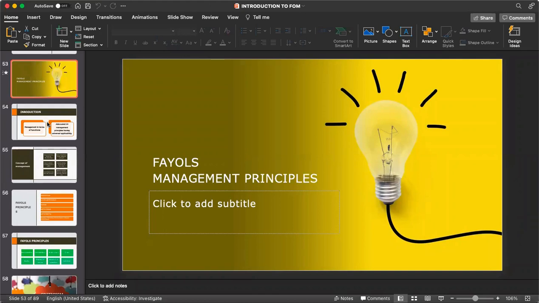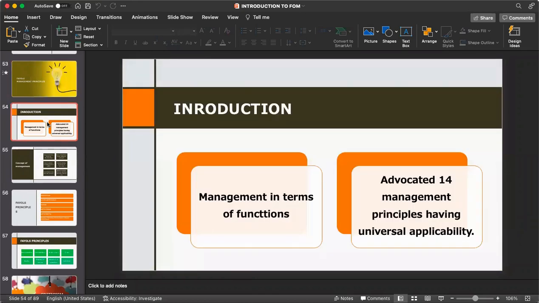Surely, guys. So first of all, when I'm talking about Fayol's principles, it is basically an upgradation of F.W. Taylor's principle, which is based on scientific management, work and motion study, and the rule of thumb we discussed in the last session. Fayol's principles are based on 14 management principles, which are universally applicable.